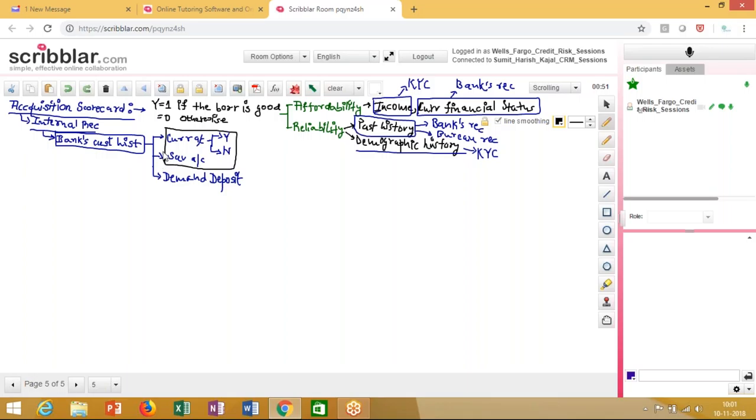Okay, so over here, what I have is the current account and the savings account. Now, the current account is a variable which shows the typical lending tendencies of a borrower. Because if you have a current account with an overdraft facility, it gives you an idea about the lending patterns, or the lending tendency, of the borrower.